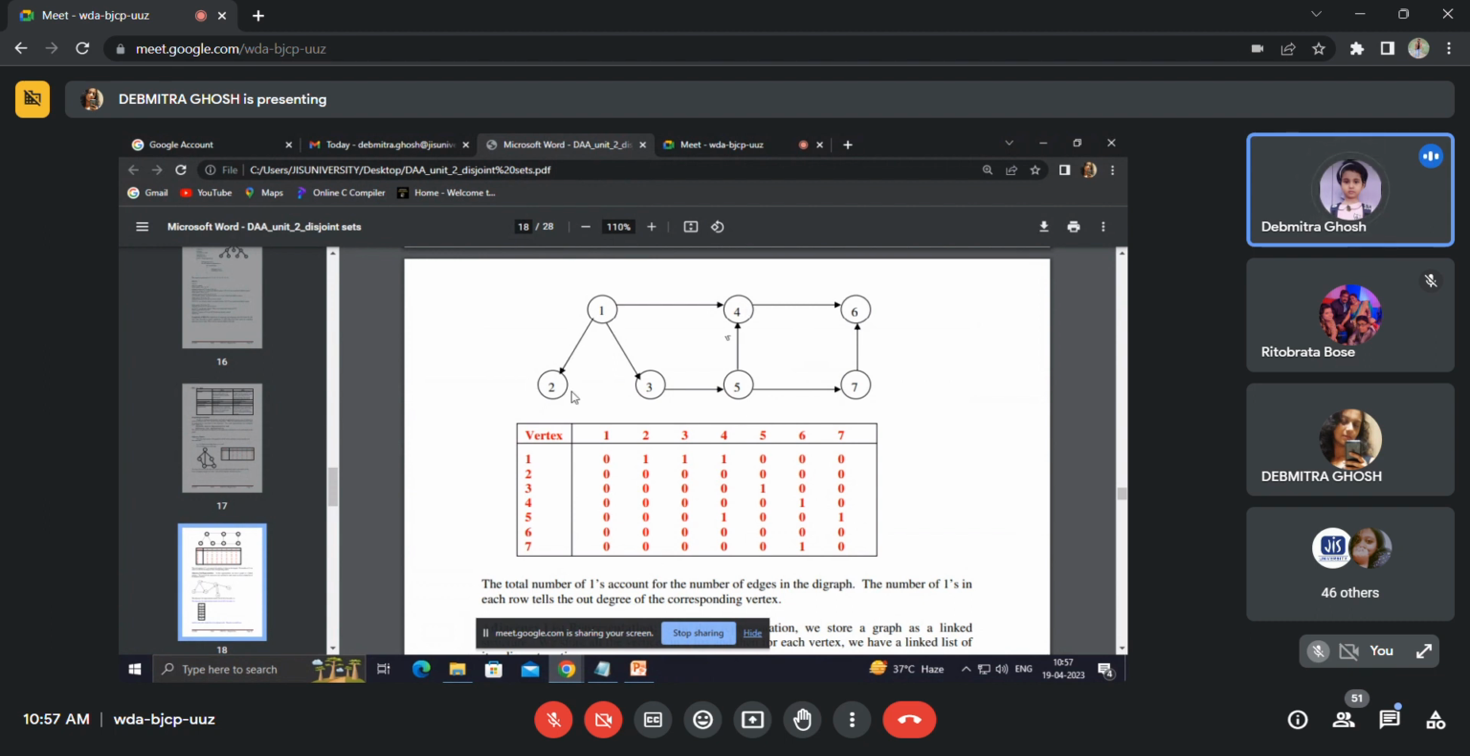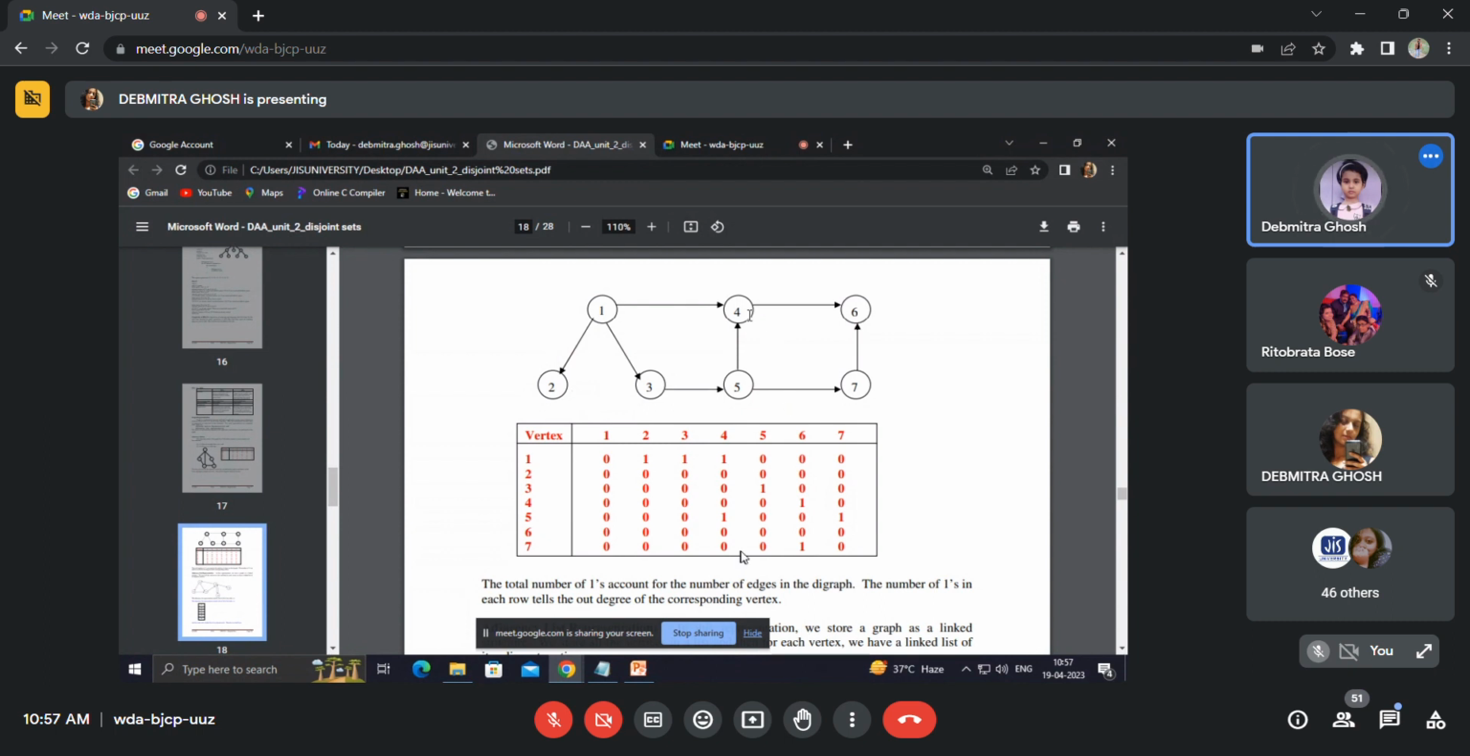2 to 1, it is a directed graph, so we cannot move. 2 to 2 it's 0. 2 to 3 it's 0. It's not connected. 2 is the child node here, so it is not connected to anyone. So everything will be 0 over here. Now for 3, 3 is again a child node, but 3 is connected to 5. So only for 5 you have 1, others it's 0.